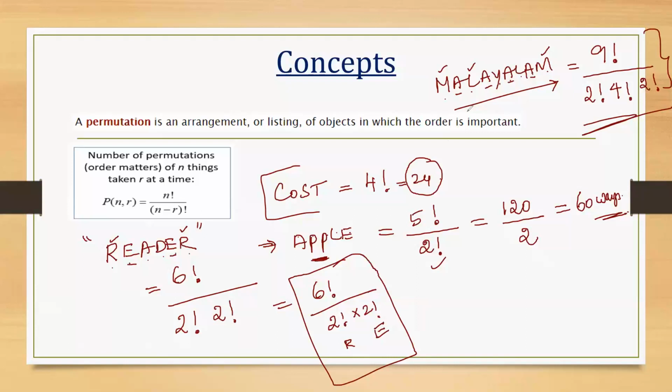Okay. So permutation is nothing but selection and arrangement. Whether the order of selection is important or doesn't matter.